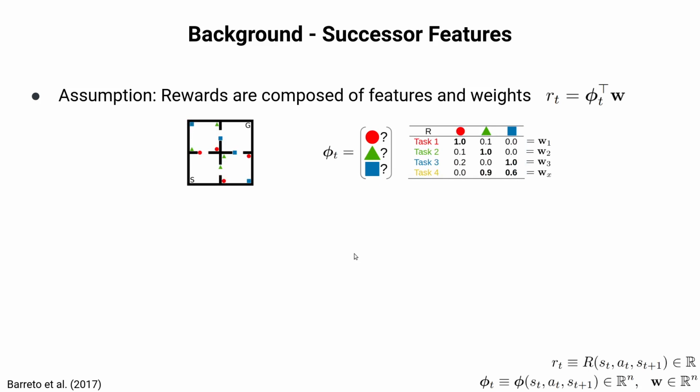One such approach are successor features introduced by Barreto et al. Here we assume that rewards are linearly composed of a feature vector phi and a reward vector w. In our example, the features are a binary vector telling if the agent collects a certain object type. And the weights are the rewards for collecting it. Calculating the dot product between the both results then in the reward.